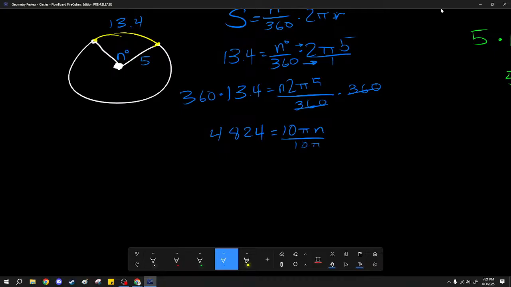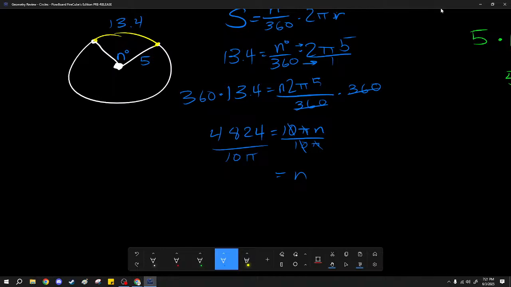10 pi divided by 10 pi. The 10 divided by 10 is 1. Pi divided by pi is 1. 1 times n is n. Here is what we punch into a calculator.